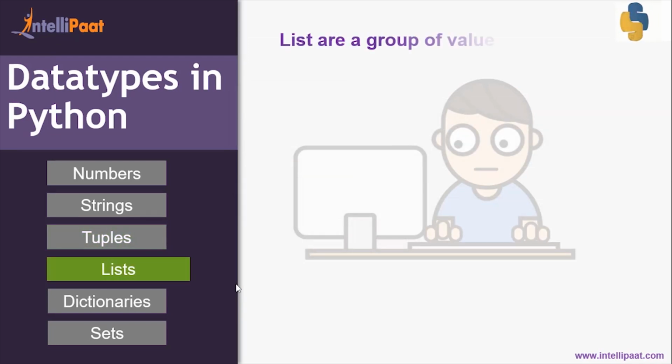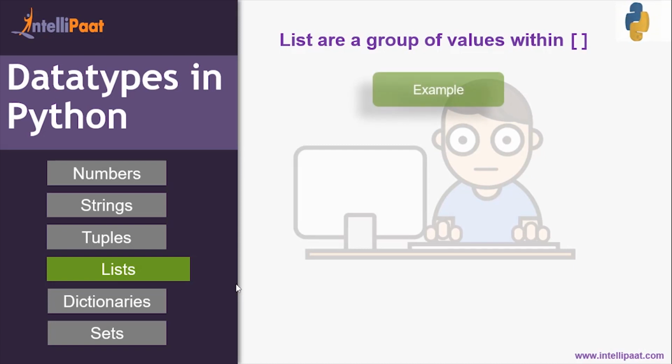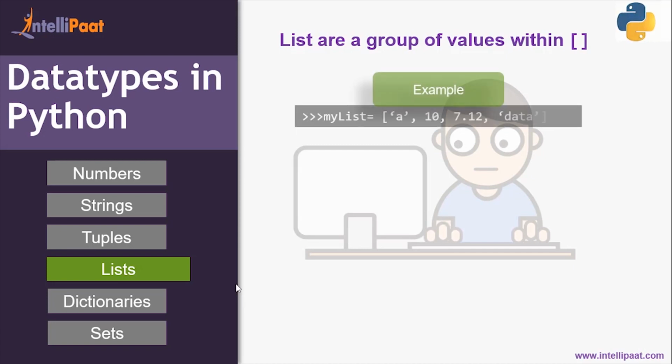Next we have the list. A list is a sequence of mutable Python data type which is defined within square brackets. Since they are mutable, they can be easily changed. Let's perform some operations on it and understand it in detail. For example, we define a list as A, 10, 7.12 and data. It consists of mixed data type values: an integer, a float and a string.